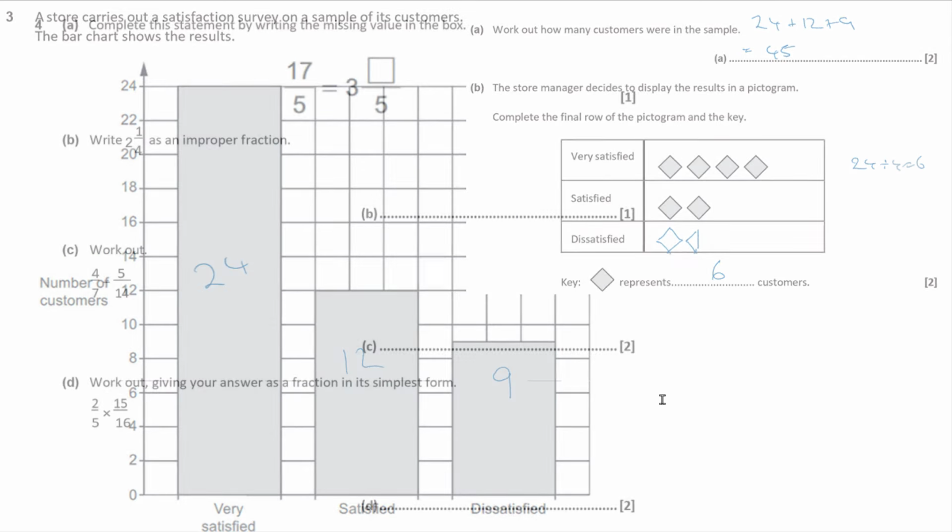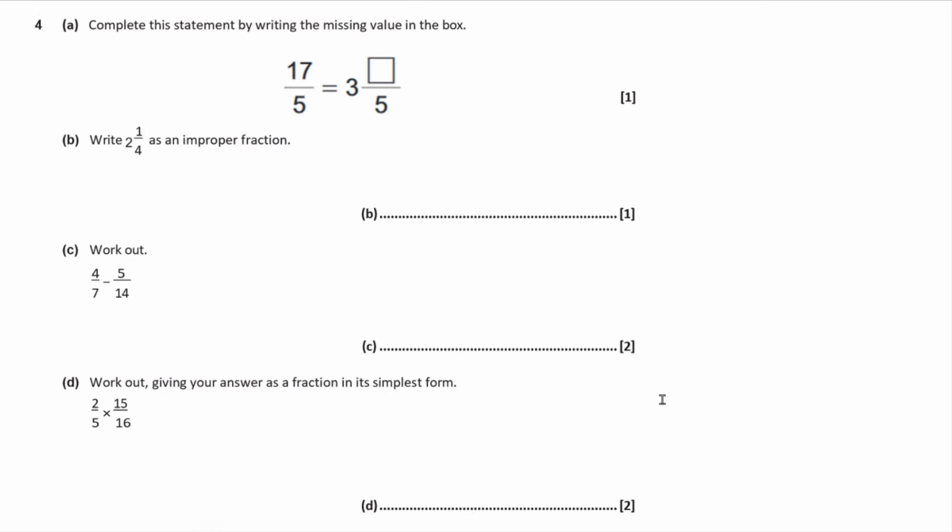Question 4a, complete this statement by writing the missing value in the box. 17 over 5 is 3 and something fifths. Well, I know that 5 goes into 17 3 times. What's the remainder? 3 5s are 15, so that's going to give me a remainder of 2. So then that's the number that goes in there, it's 3 and 2 fifths.